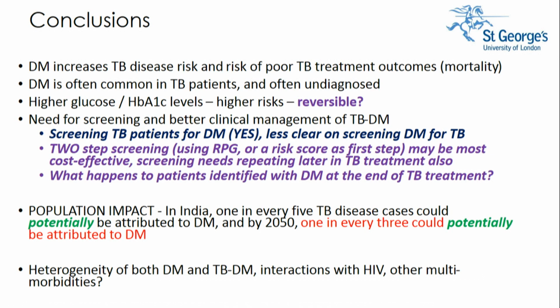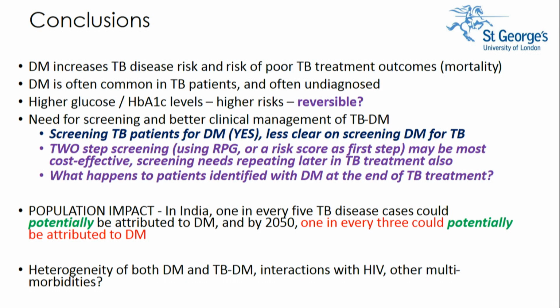I think we can be very confident, based on the observational evidence, that diabetes does increase the risk of active TB disease, even if we don't know the precise mechanisms by which it may do so. And it also increases the risk of at least some poor TB treatment outcomes, particularly mortality. Diabetes is clearly quite common in TB patients, and it's often undiagnosed. Higher glucose and HbA1c levels may be associated with higher risks of developing TB and also having poorer TB treatment outcomes, but we don't have direct evidence to the extent to which we can reverse that at present.